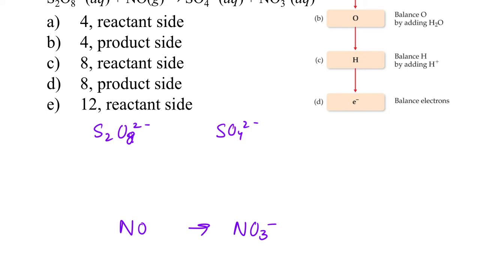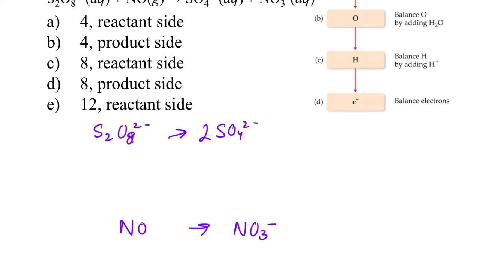So for the sulfur-containing half reaction, we need to balance our sulfurs. We have 2 on the reactant side. We have 1 on the product side. So we can put a coefficient of 2 in front of the SO4 2- on the product side. And in doing so, we end up with 8 oxygen on the product side, and we have 8 on the reactant side. So those are balanced. No hydrogen to worry about, so we don't have to balance anything with H+.